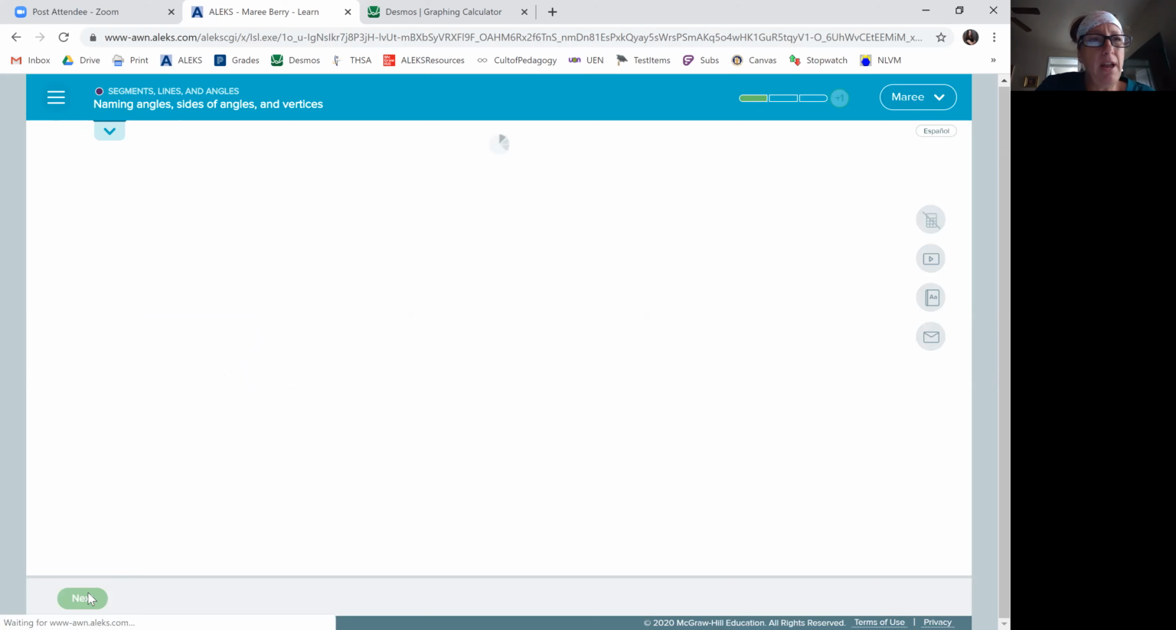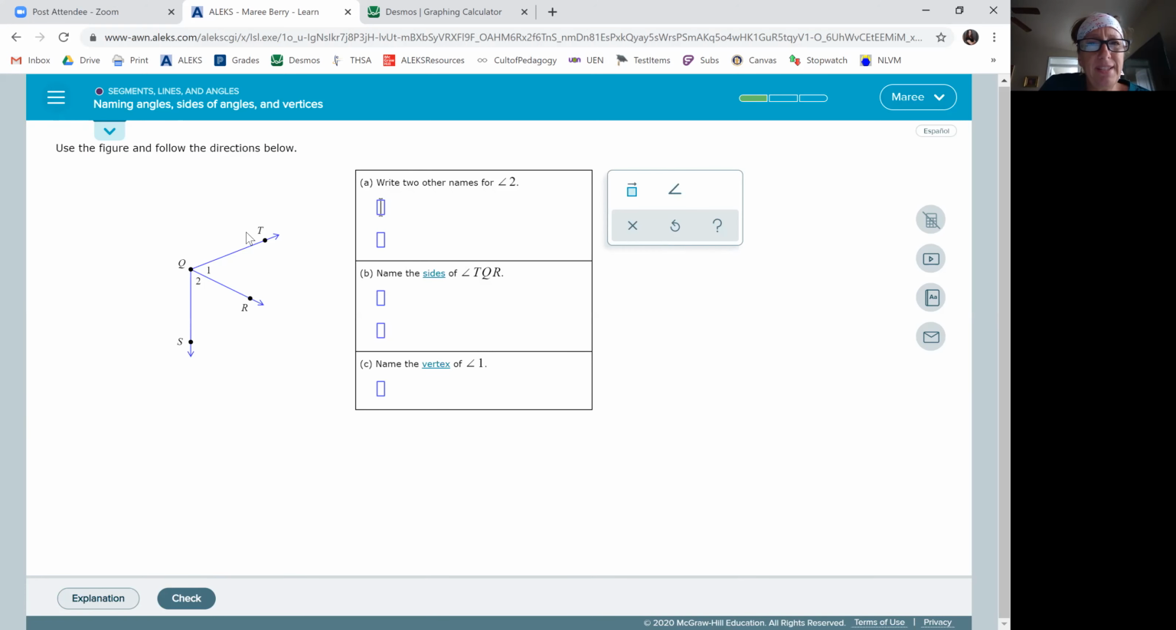Okay, we're going to do another example. I'm hoping this is going to help you guys. So we're looking at angle two, and we're going to use our three letters to name angle two. So SQR. And then I'm just going to do those three letters the other way, RQS. Now the sides, I know that I'm going to use rays. So we're doing the sides of angle TQR. I don't even have to look at the picture. I mean, you could if you want, but I just go from the middle letter, QR and QT.